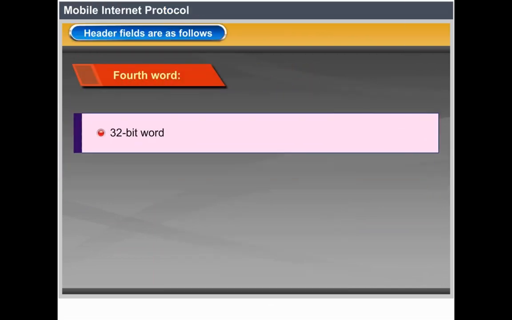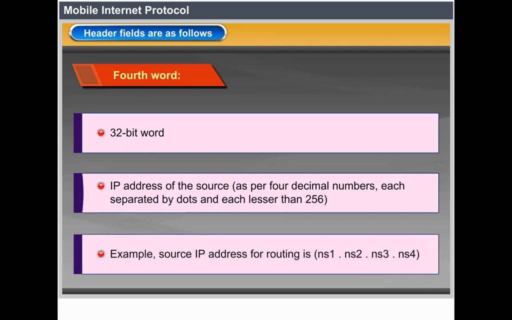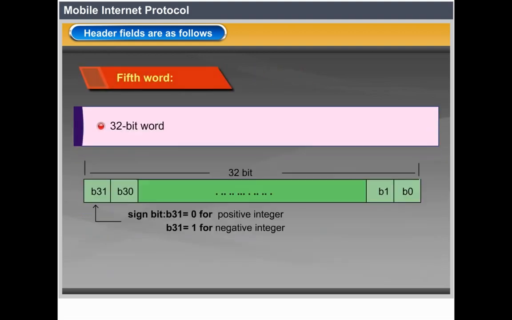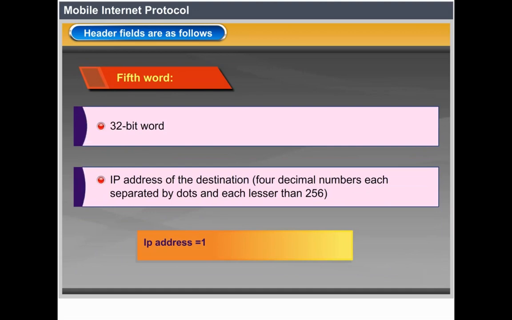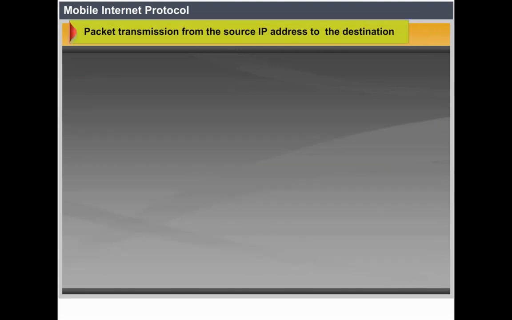Fourth word. 32-bit word. IP address of the source as per 4 decimal numbers, each separated by dots and each lesser than 256. Example: source IP address for routing is ns1.ns2.ns3.ns4. Fifth word. 32-bit word. IP address of the destination. 4 decimal numbers, each separated by dots and each lesser than 256. Example: destination IP address nd1.nd2.nd3.nd4.